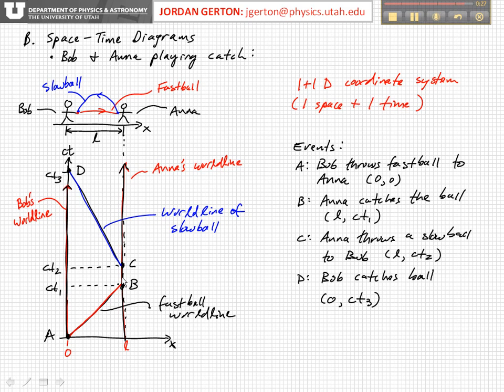Now the next thing that happens is that Anna releases the ball, because she's going to throw it back. But she's not going to throw it back fast. She's going to throw a slow ball. She's going to lob it. So the x motion is relatively slow, and at the moment that she releases the ball, we have an event, and the coordinate of that event is L, because she's standing at L, and it happens at time T2, so the coordinate is C times T2.